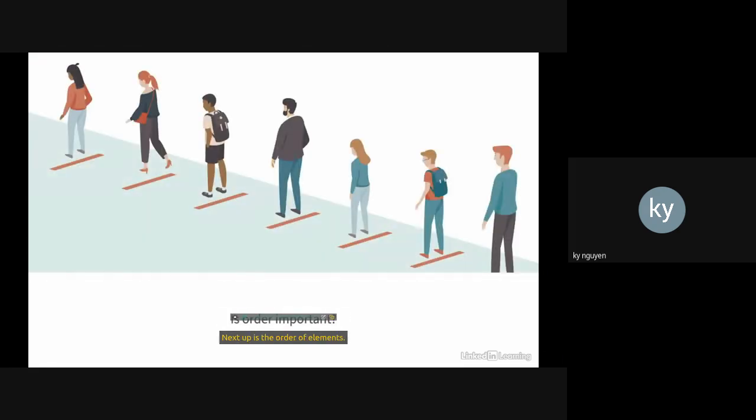Next up is the order of elements. Is it important that the data stays in a specific order? For example, imagine a real-life queue of people outside a store. The first person to join is the first person to leave the queue. So in this case, the order needs to stay fixed. But at other times, it might not matter what order the elements are in.